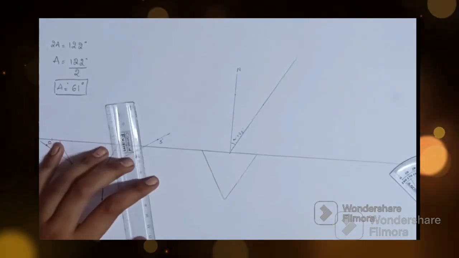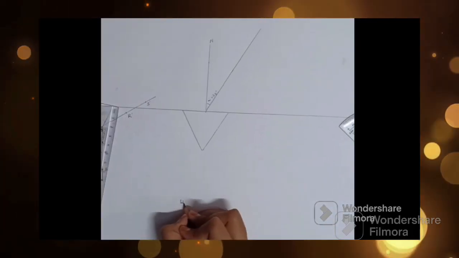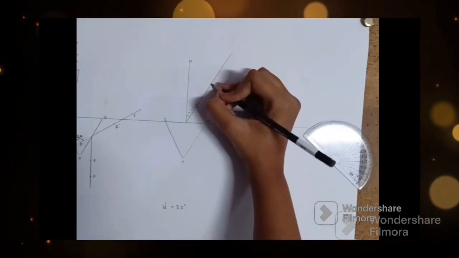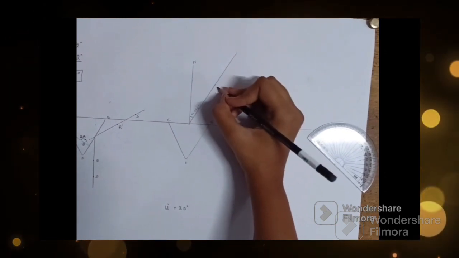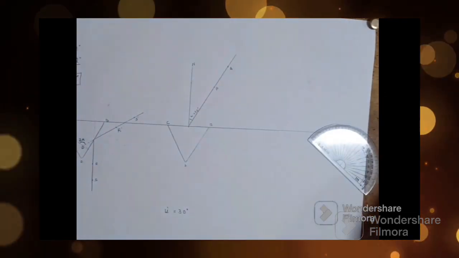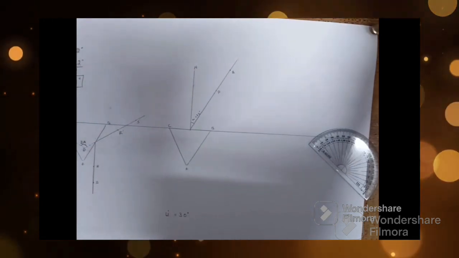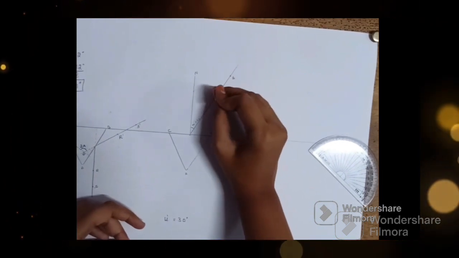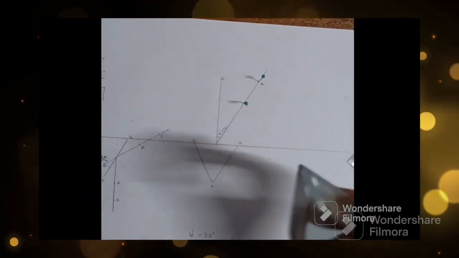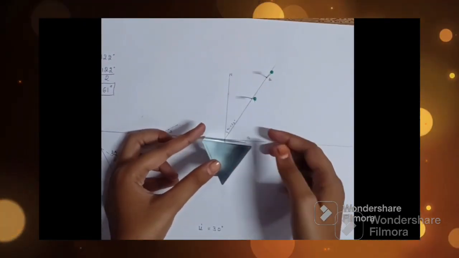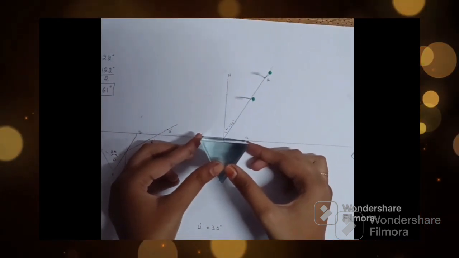Now this is our normal. This is our angle of incidence, that is our 30 degrees. So now similarly, as we have done for the angle of minimum deviation, we will mark two points on the incident ray, that is our P and Q, and now place the pins on the points P and Q, as shown in the video. Make sure that the pins are not bent.